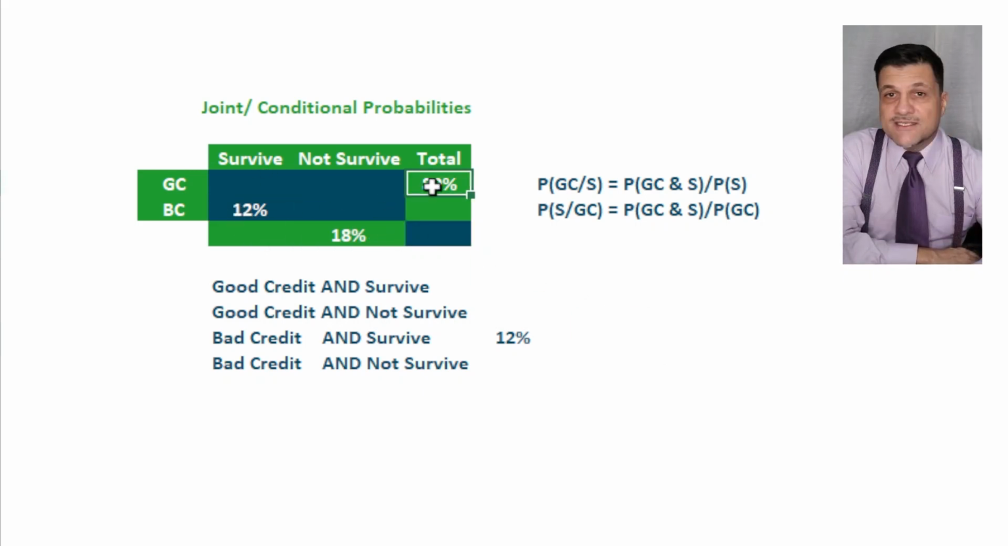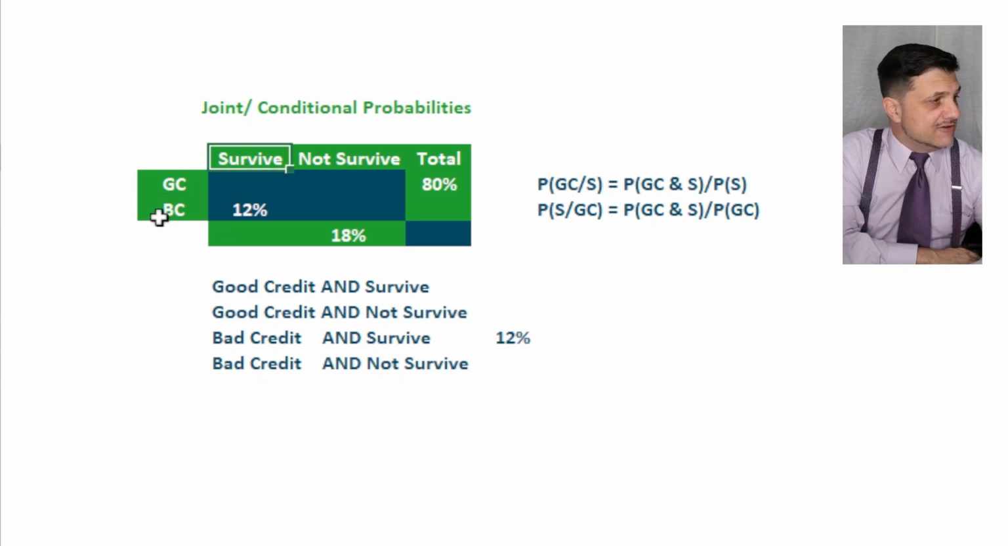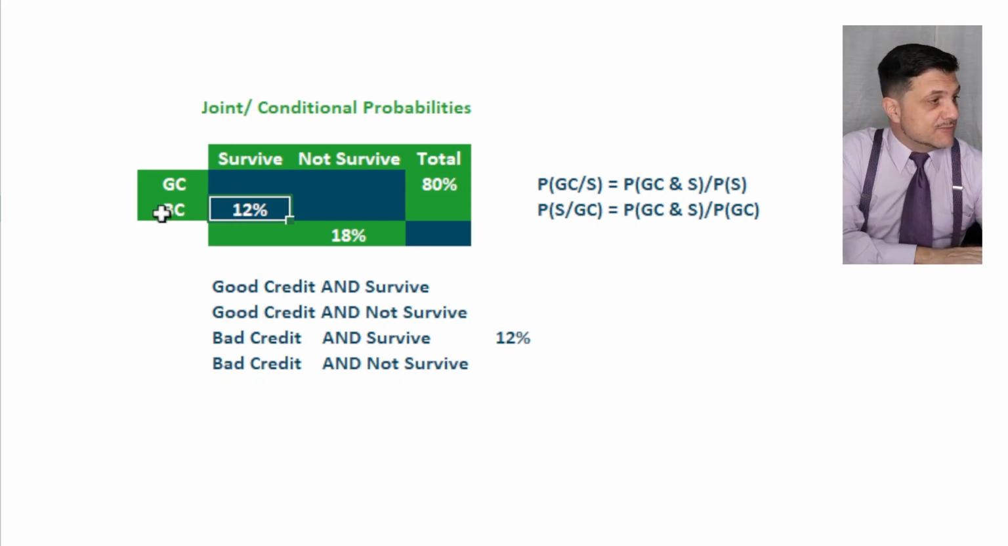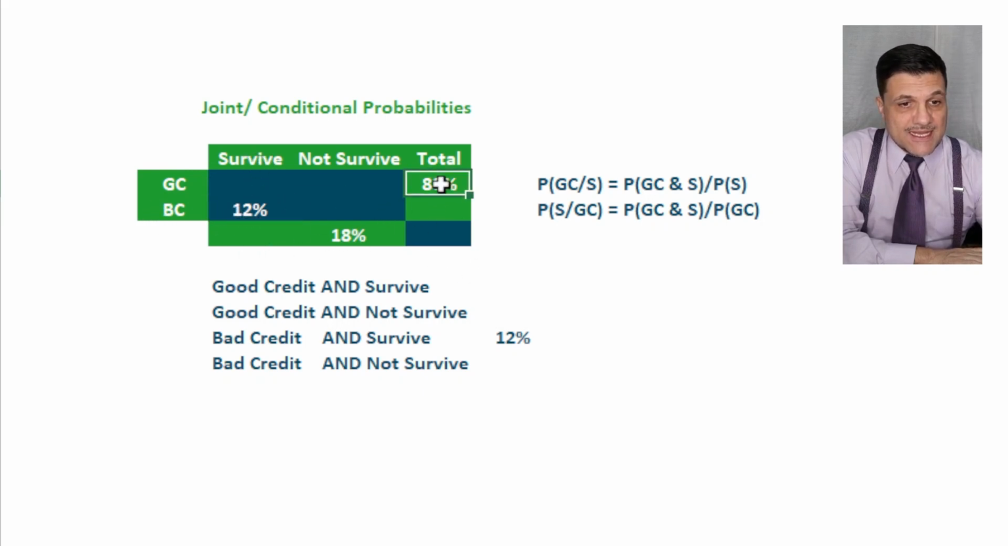Okay? So let's see if you can understand what they mean. So what is the 12% that's in this table here? Ask yourself. Is BC and survive? Look at that. Bad credit and survive, 12%. Okay? That's a joint probability. That's a probability of BC and S. A and B, no? BC and S happening.